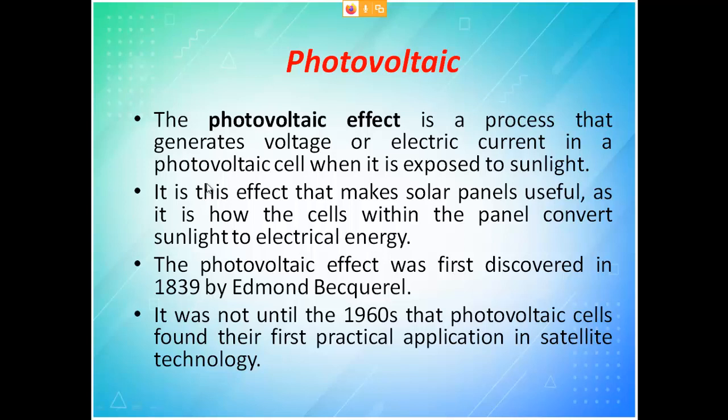It is the process of generation of voltage or electric current in a photovoltaic cell when it is exposed to sunlight. It is the effect that makes the solar panel useful, as the cell in the panel converts sunlight to electrical energy. This principle was invented in 1839, but it was brought into the picture only in 1960. Even in 1960, it was not brought for home applications, it was only for satellite technology. When you launch a satellite, you cannot send it with a battery source, so it has to have a solar panel. So in 1960 the photovoltaic cell was brought into commercial use.